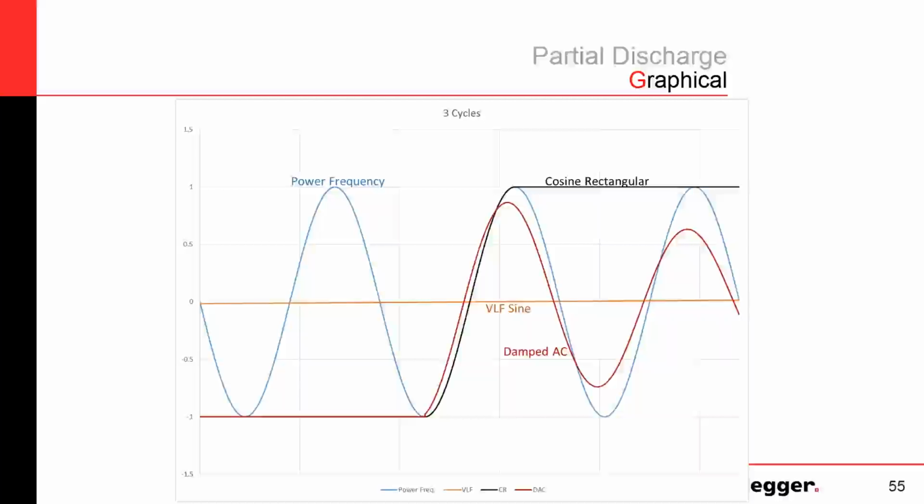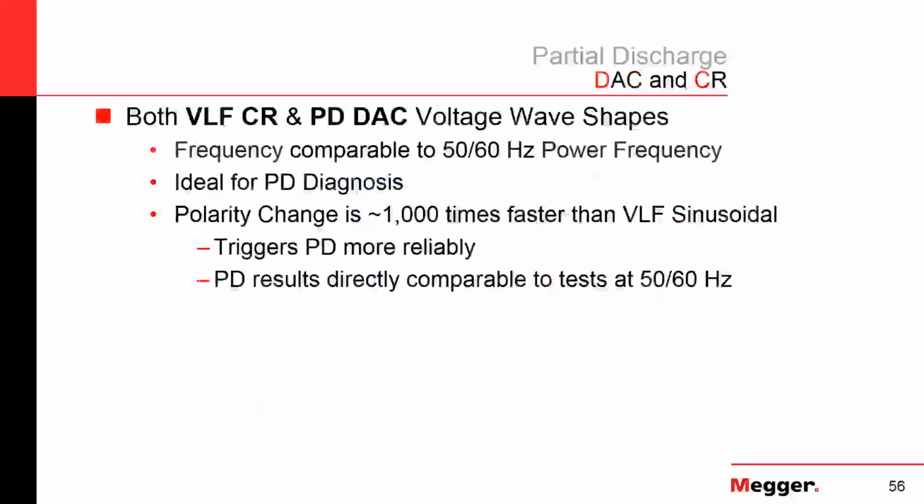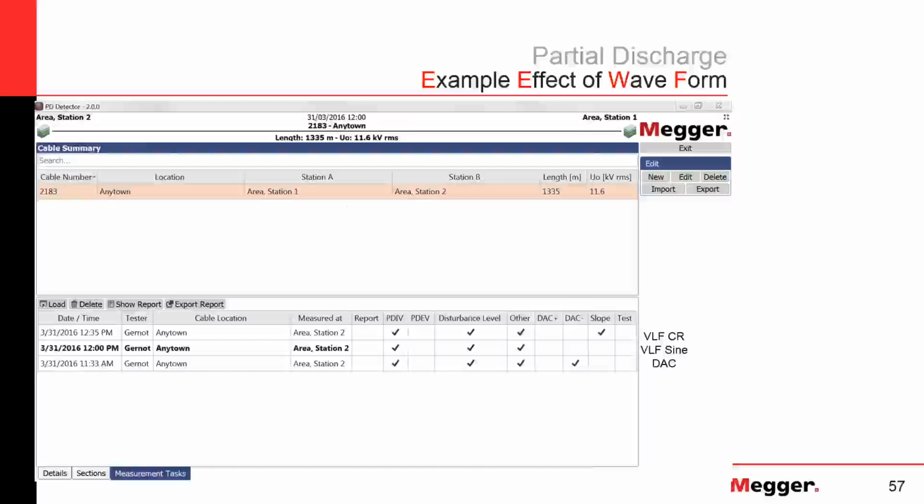The one outlier here, though, is that VLF sine, and at this zoom level, it almost looks flat. It almost looks like DC. And in fact, where power frequency takes about 8 milliseconds to go from a positive to a negative peak, VLF sine takes 5,000 milliseconds, or 5 full seconds, to go from one peak to the other. So it's a much different rate of change of voltage compared to power frequency. And you may wind up with differences in your partial discharge measurement.